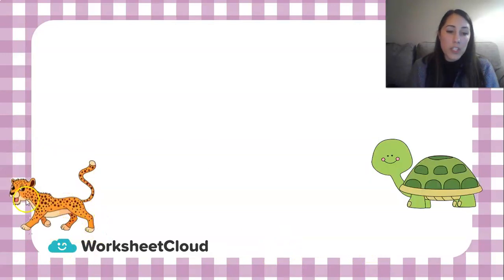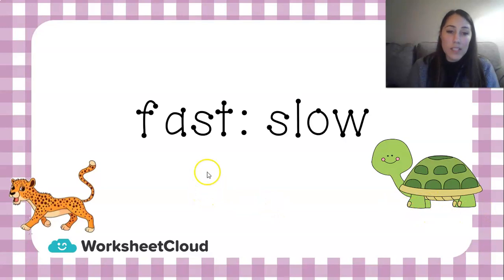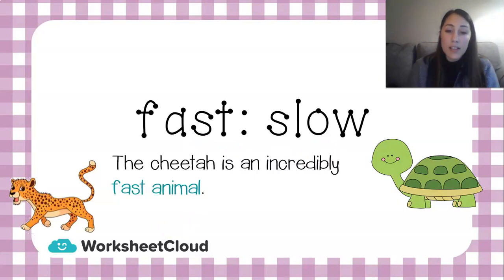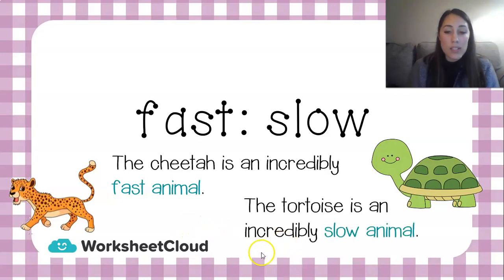So here we've got a cheetah at the bottom and he looks like he's ready to run. And on this side here we've got a tortoise. So our next set of antonyms is fast and slow. The cheetah is an incredibly fast animal. The tortoise is an incredibly slow animal. So fast and slow are our antonyms.